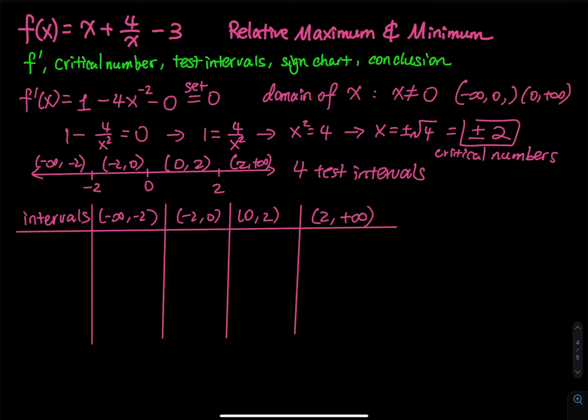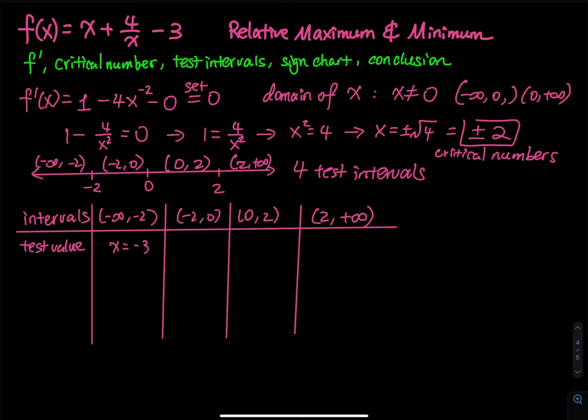And then in the second row of the table, you have to pick a test value. Test value means you pick a number inside each interval. So we prefer to pick something easy. So let's say x equals negative 3. You might be asking, hey, can I pick x equals negative 1000? Absolutely yes. But when you plug negative 1000 into the f prime to do some tests, you might have some big arithmetic to do.